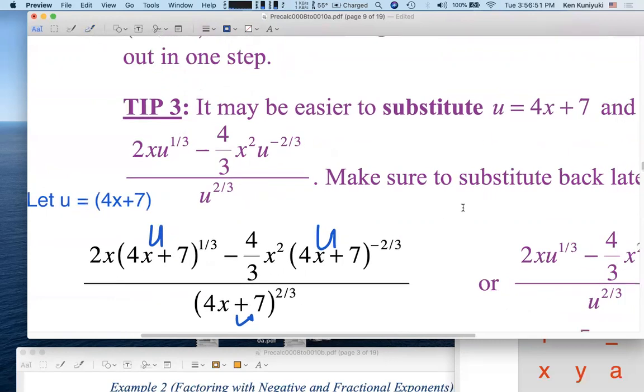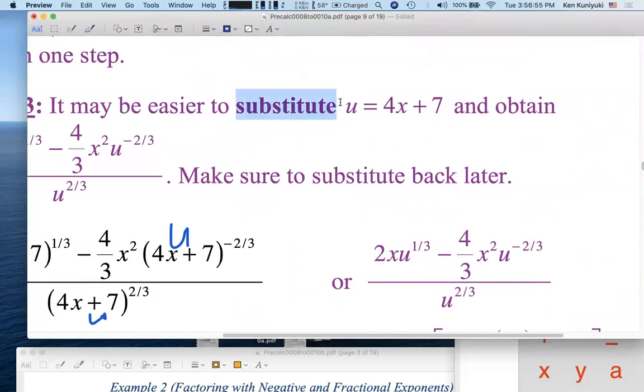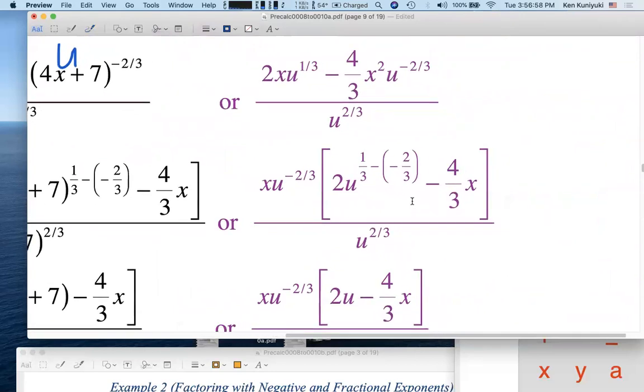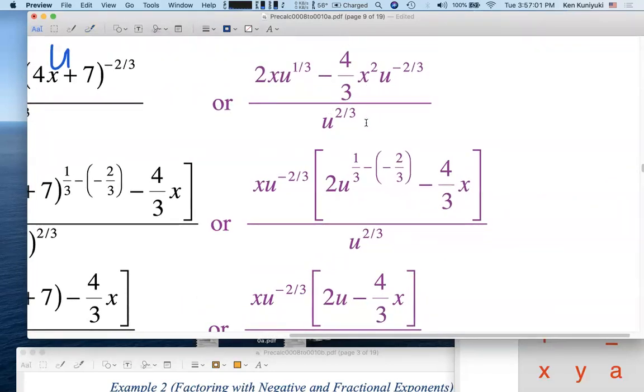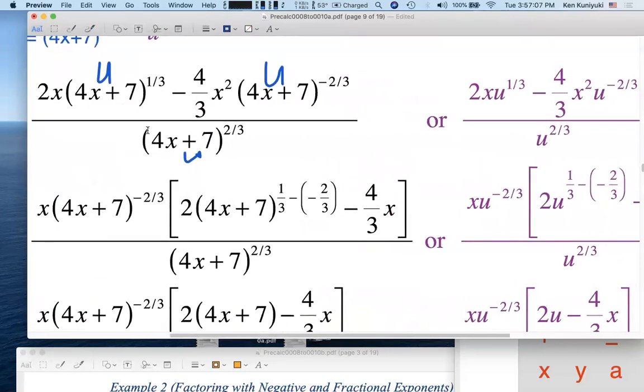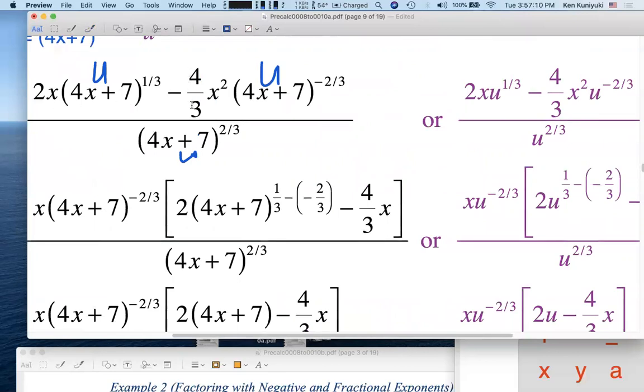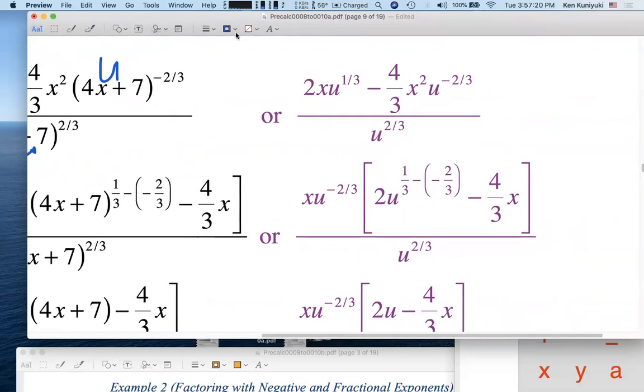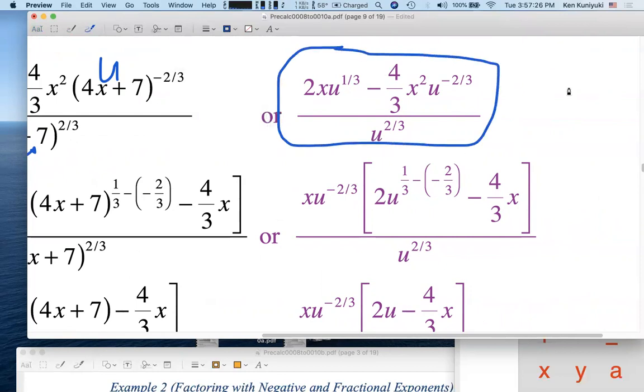All right. Now in purple here, I apply the substitution. So you're probably going to want to follow this purple column here. I apply the substitution before I do any factoring. We get 2x u to the 1/3 minus 4/3 x squared u to the negative 2/3 all over u to the 2/3. So I apply the substitution and I get this over here. That required some patience. Don't miswrite things. Often mistranscriptions are the cause of key errors. Just not writing things right.